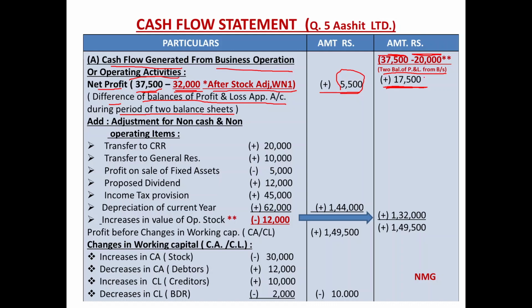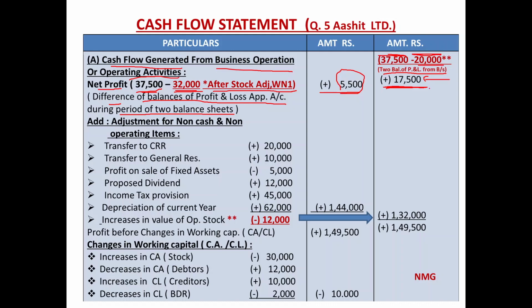So we took the two original balances of profit and loss from the balance sheet, which were 37,500 for the current year and 20,000 for the last year, and that is why we got the net profit of the year 17,500. It means you took the two original balances without considering the impact of the stock adjustment of the last year.